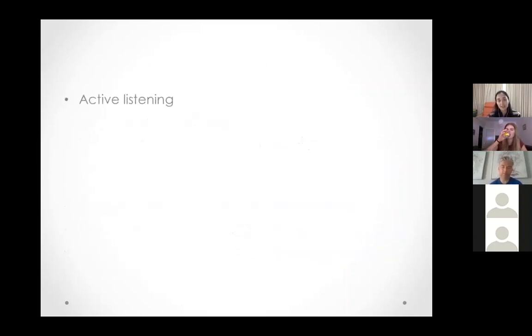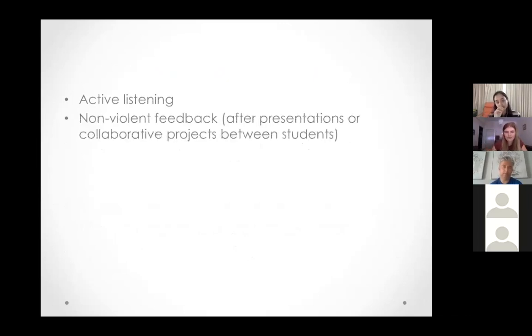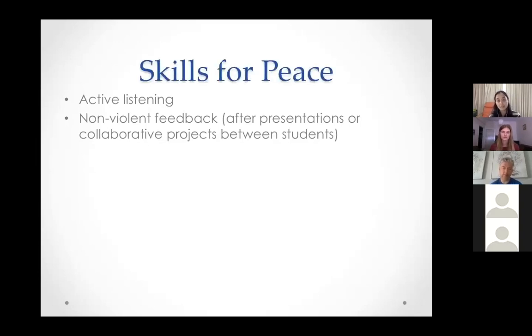The next activity I often do is nonviolent feedback, a little input into what kind of feedback we should be giving each other after the work that we've done. So for example, our students do presentations or they do collaborative projects, and then often in English you get students to evaluate each other's work, peer correct. I often, before a training or before a class or during a class, integrate something to do with nonviolent feedback. And then both of these combined, active listening and nonviolent feedback, this is what I call communication for peace. So skills that we learn for peace.